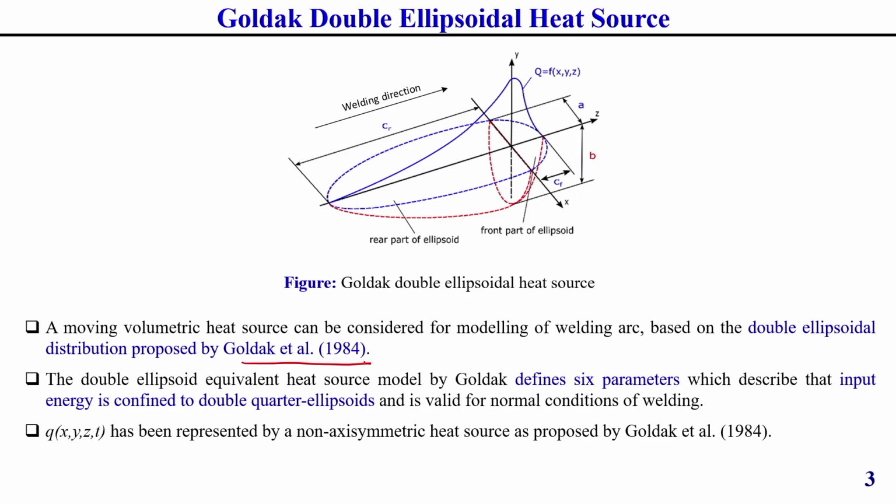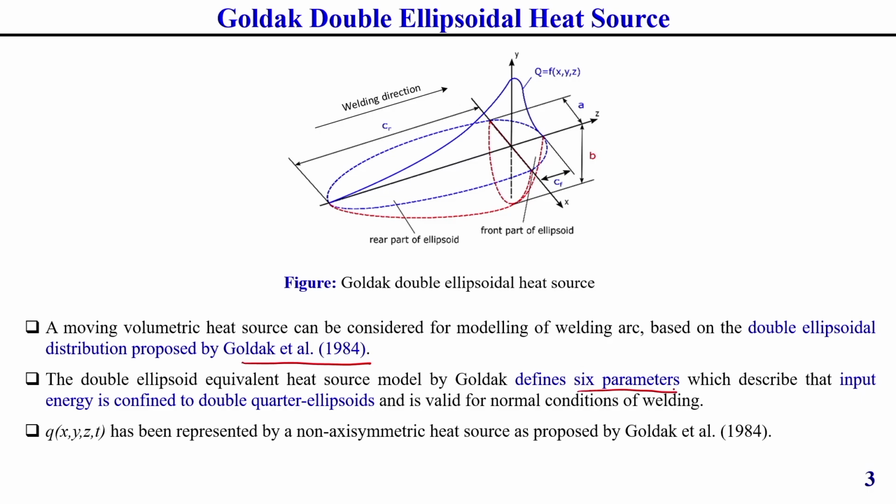In 1984. Though it was developed long back, nowadays also it has wide application in the field of welding, because this is a very popular heat source model which can give results very well comparable with experimental results. Now, this double ellipsoidal model is an equivalent heat source model proposed by Goldak, which is defined by 6 parameters.